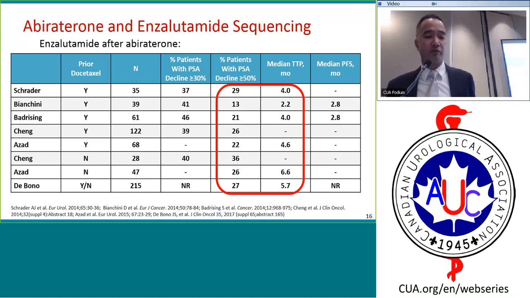And we can just go right to the bottom, the Demono paper, which is the largest group, 215 patients. And there, the PSA response with enzalutamide after abiraterone was 27%, so higher, and a median time to progression for the whole group of 5.7 months. And they did describe some patients as having a prolonged response with a duration of over a year.